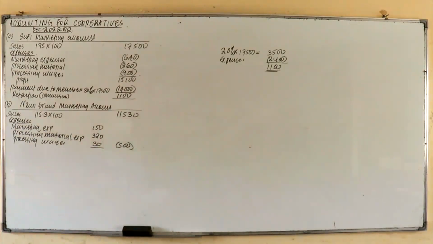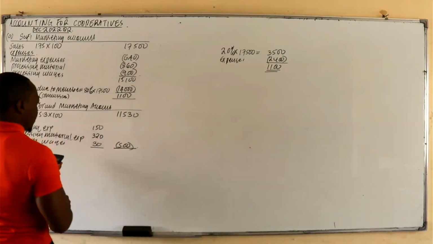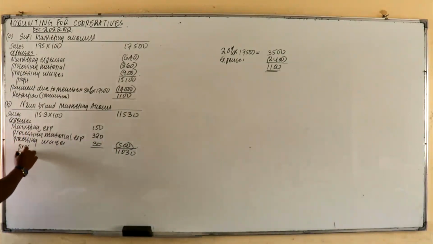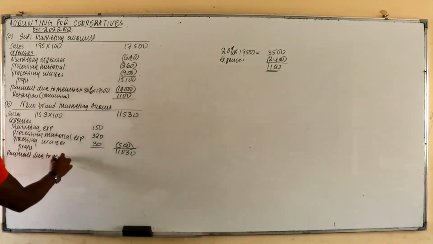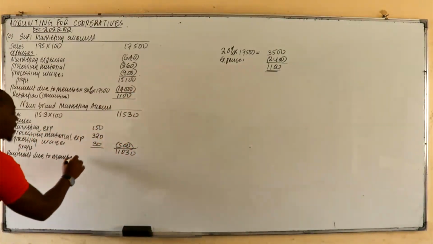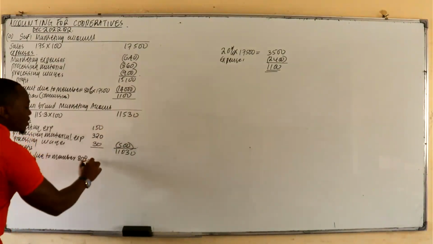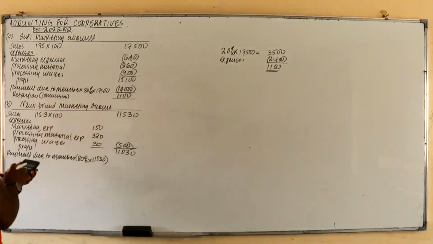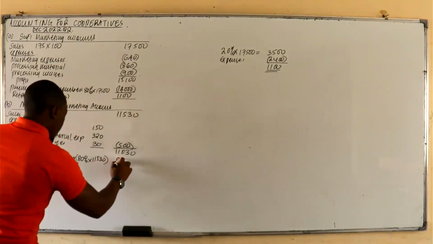Now give me the amount of profit. So the profit will be 11,530. You minus 500. You'll get an amount of 11,030. And so that's the amount of profit. Then there is payment due to members. We were to retain 20% of the sales. So that means we remit 80% of the sales. So you'll take 80% of the sales, which was 11,530. Remember, we are not remitting 80% of the profit. We are remitting 80% of the sales. So 80% of 11,530, you get an amount of 92.24.